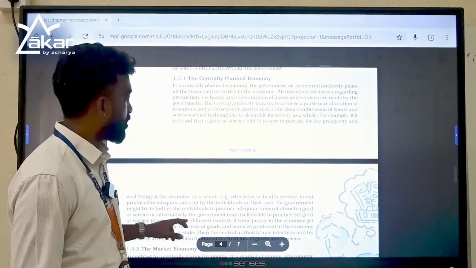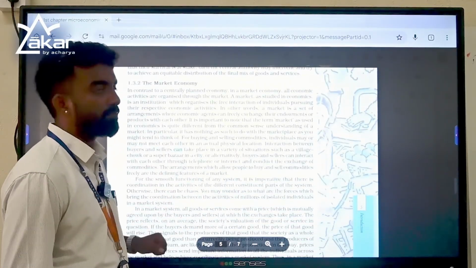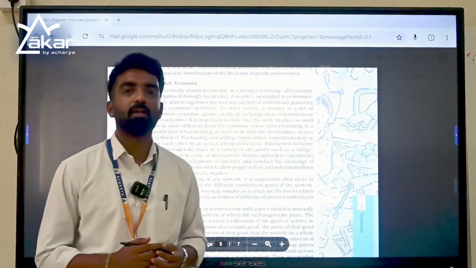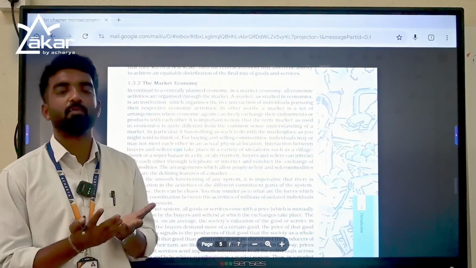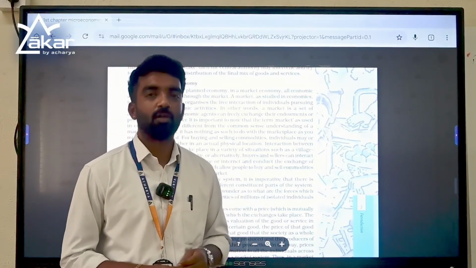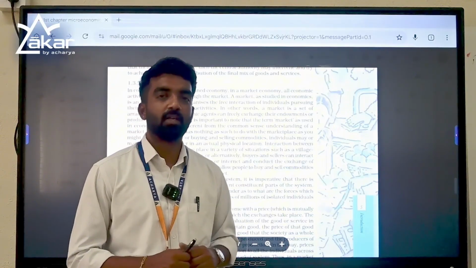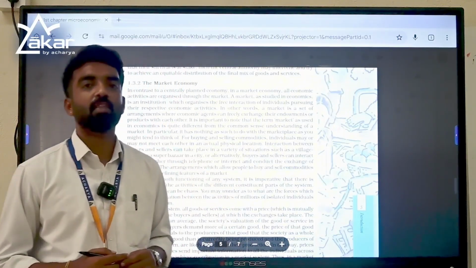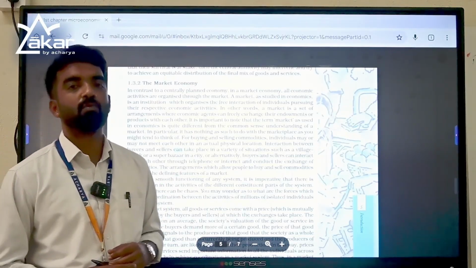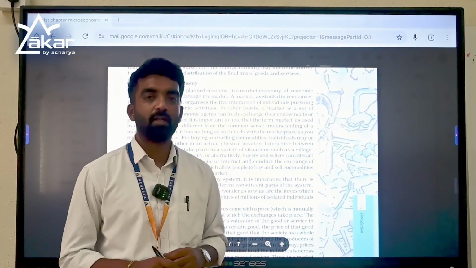In market economy, the market will decide. How does the market decide? In a centrally planned economy, we understand that there is a group of people who are elected by the people. They will take a call. In the market, who will decide? Think. In a market economy, demand and supply do the job of what the government does in a centrally planned economy.